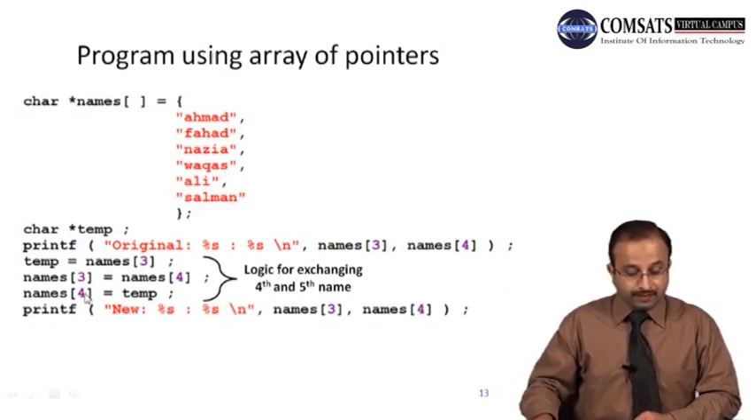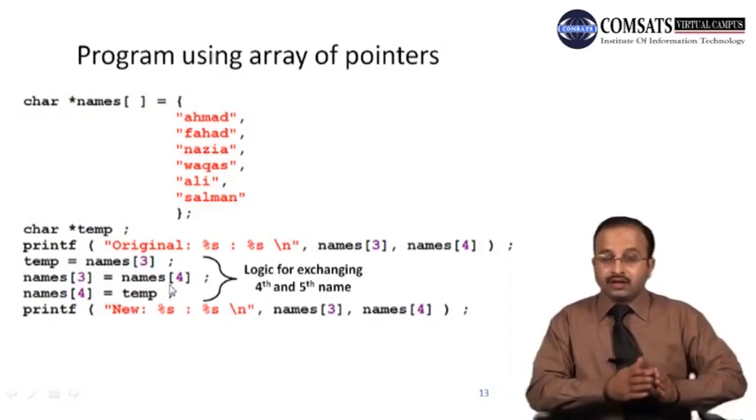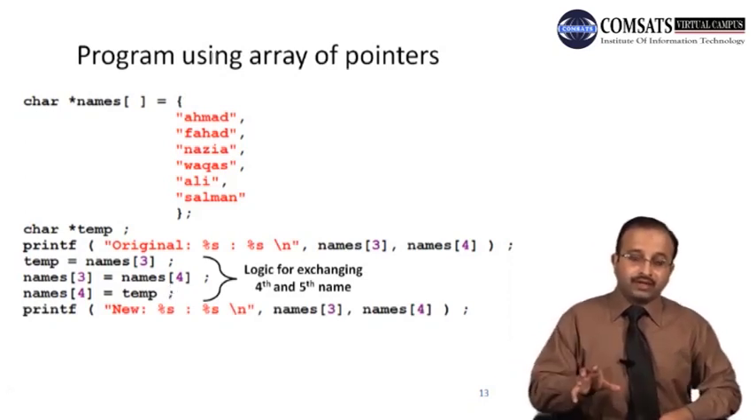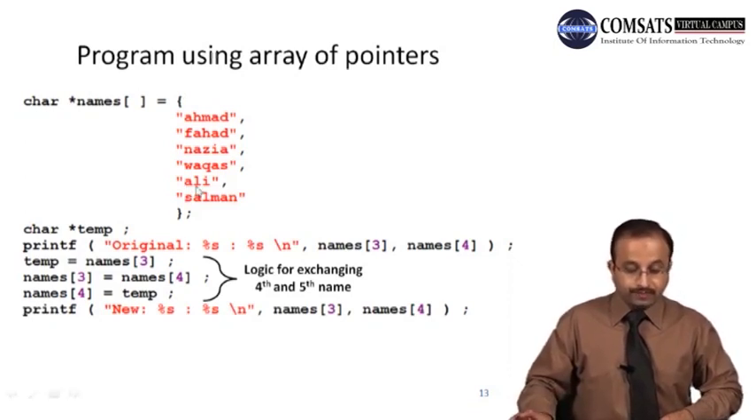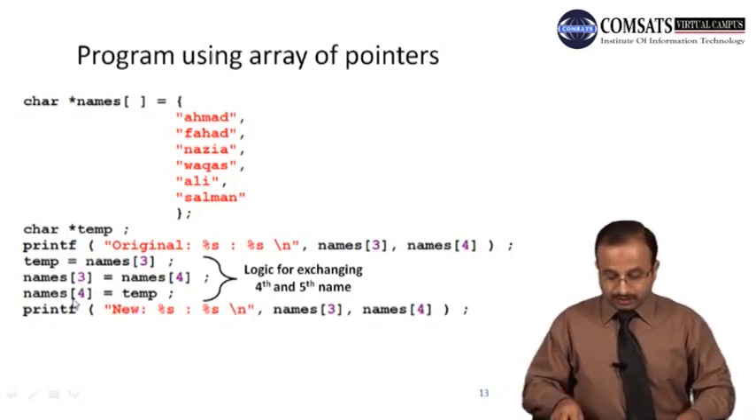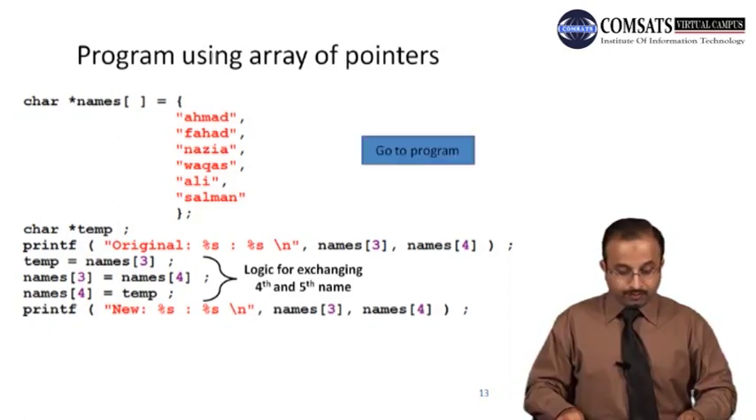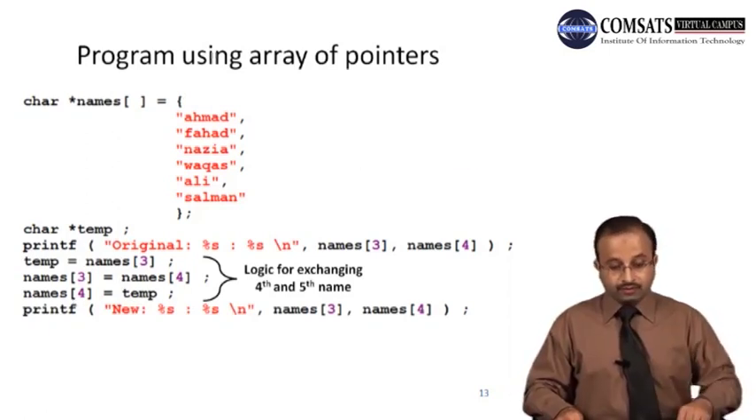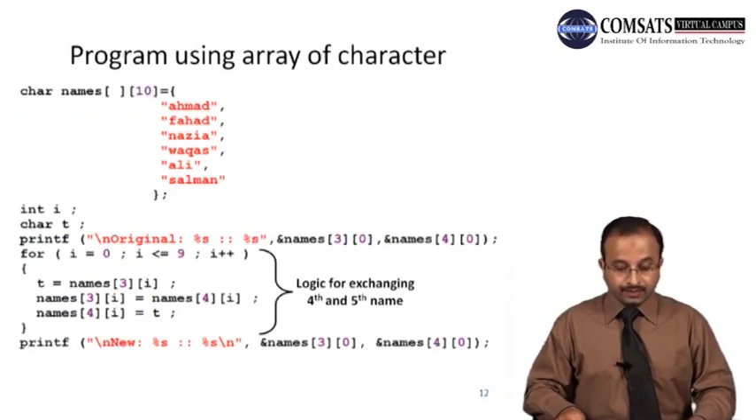And name of 4 contains a memory address, not the whole array, not the whole string, just the memory address of the location where we have the string Ali, right? So what we are doing is we are copying the memory address of name of 3 in temp, and the memory address of name of 4 we are copying at name of 3, and temp is again copied to name of 4. So we just exchanged their addresses. Before going into the program, let's go to the slide where I have shown you the array of pointers.